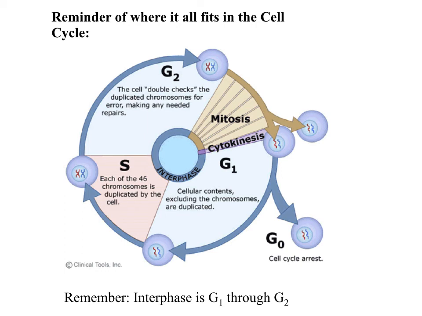And then the last phase is the G2 phase. And this is where we have the double checks and make sure everything has duplicated without error before we can proceed through mitosis. Okay, and then the small part here is mitosis, where we go through the stages of PMAT, right? The nuclear division. And then the nuclear division is followed by cytokinesis, which is when the cytoplasm divides.